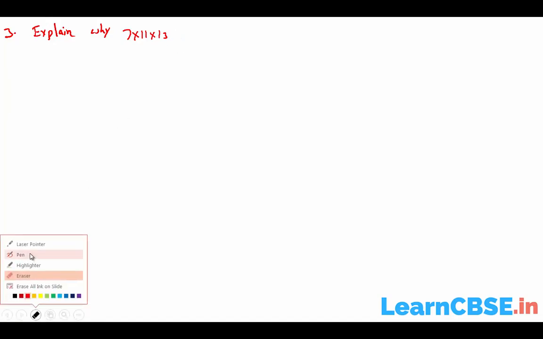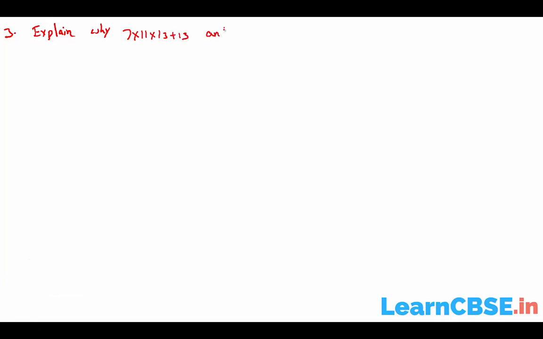Explain why 7 into 11 into 13 plus 13 and 7 into 6 into 5 into 4 into 3 into 2 into 1 plus 5 are composite numbers.